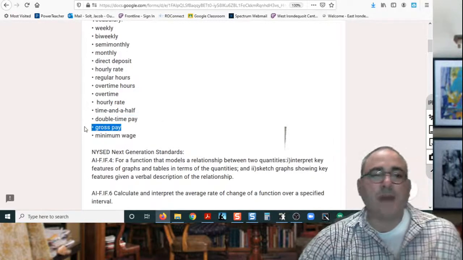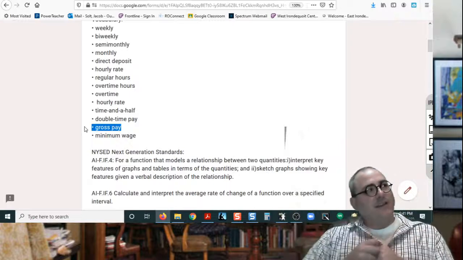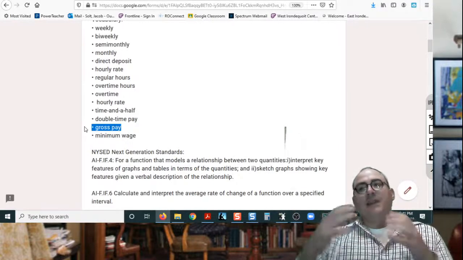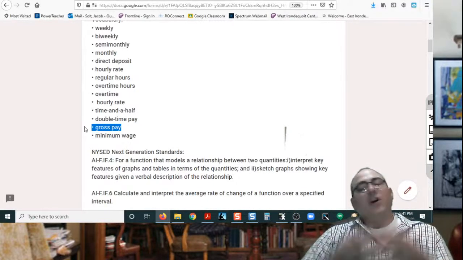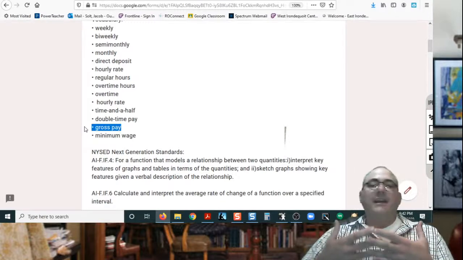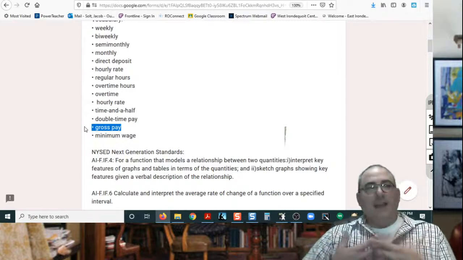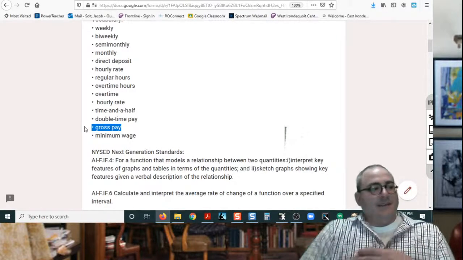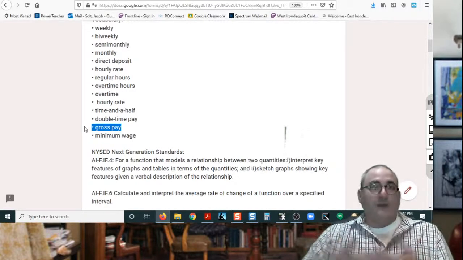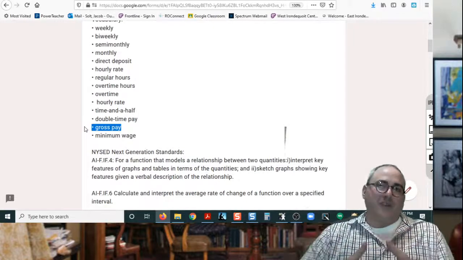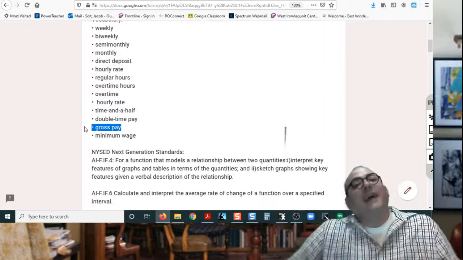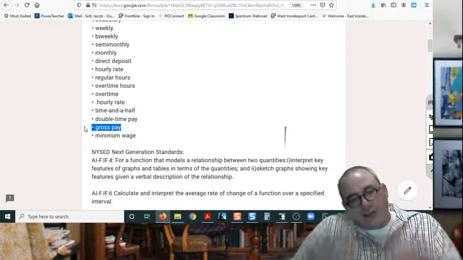Gross pay. Gross pay is what we'll almost always be talking about here in this lesson. Gross pay is the money you would get paid if there were no deductions coming out of your paycheck, right? So when we're talking about how much money someone makes, we're talking about their gross pay in this lesson almost always. The opposite of gross is net. Net is the money you actually get to spend. It's the money that actually goes in your bank account.